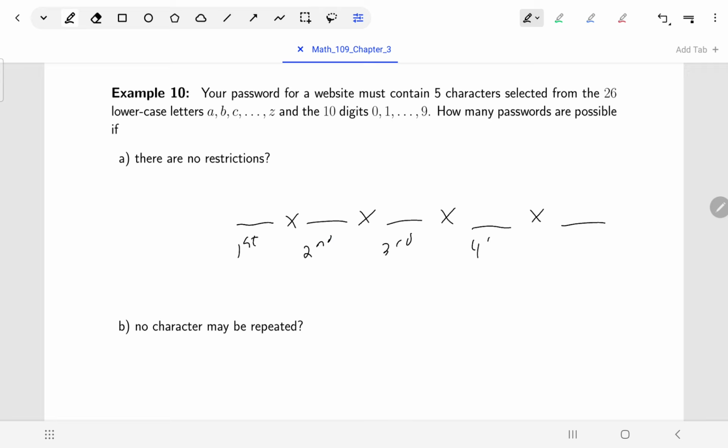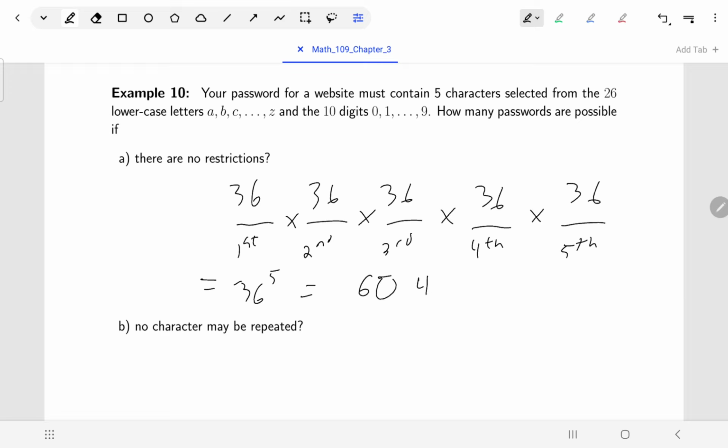And for each of those, I just have to make a choice as to what I'm going to fill it in with. So if I have no restrictions, I have any of the 26 letters and any of the 10 digits, I've got 36 choices for the first, second, third, fourth, and fifth places. So 36 to the power of 5, or just a little over 60 million, 60.5 million almost. 60,466,176 possible passwords.